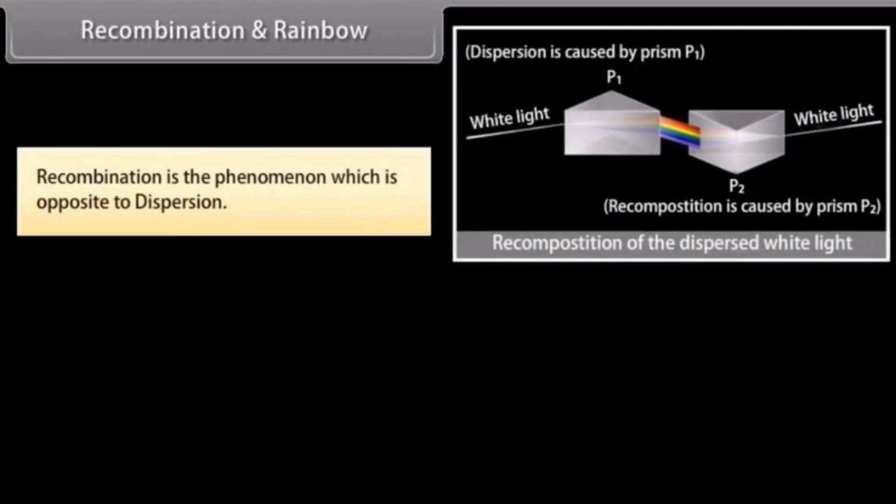Recombination and rainbow. Recombination. Isaac Newton observed that if he keeps 2 glass prisms parallel to each other such that one is inverted with respect to other, then white light entering into one prism gets split into 7 colors, which when fall on other prism recombine to give white light again. This is termed as recombination.